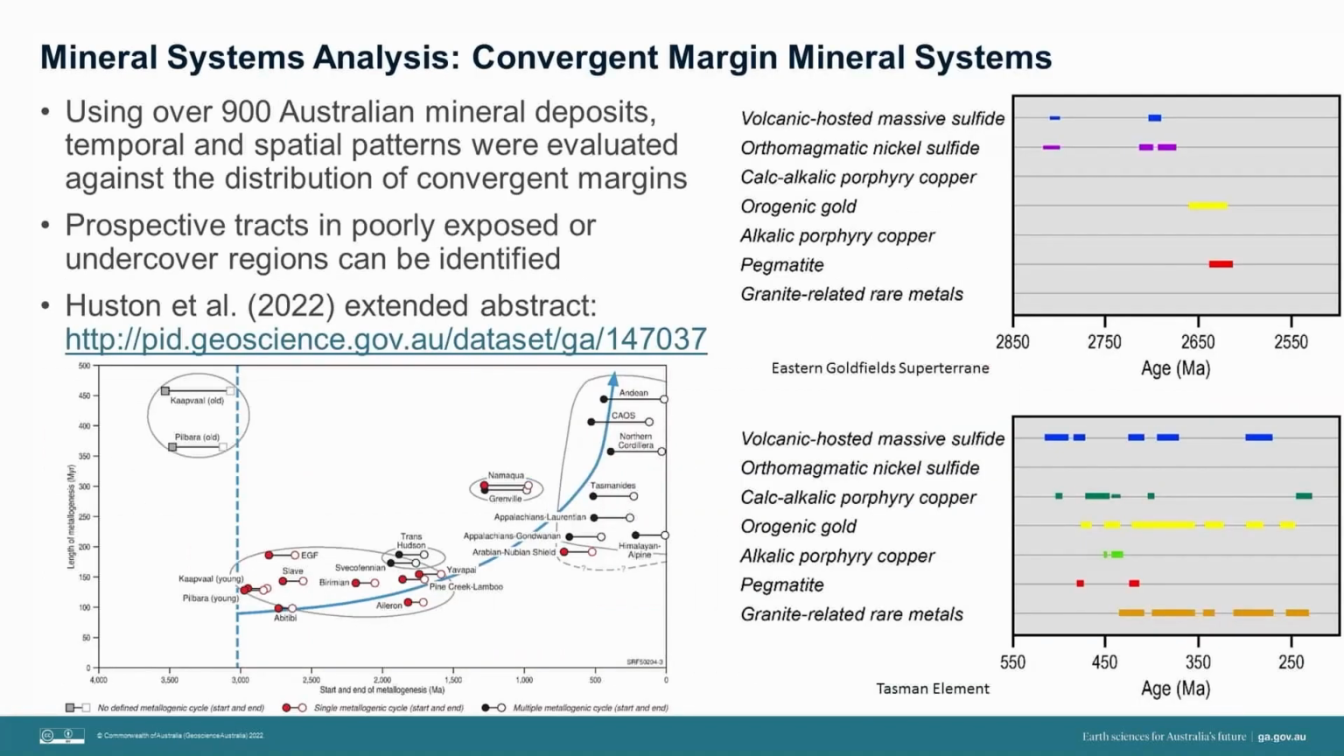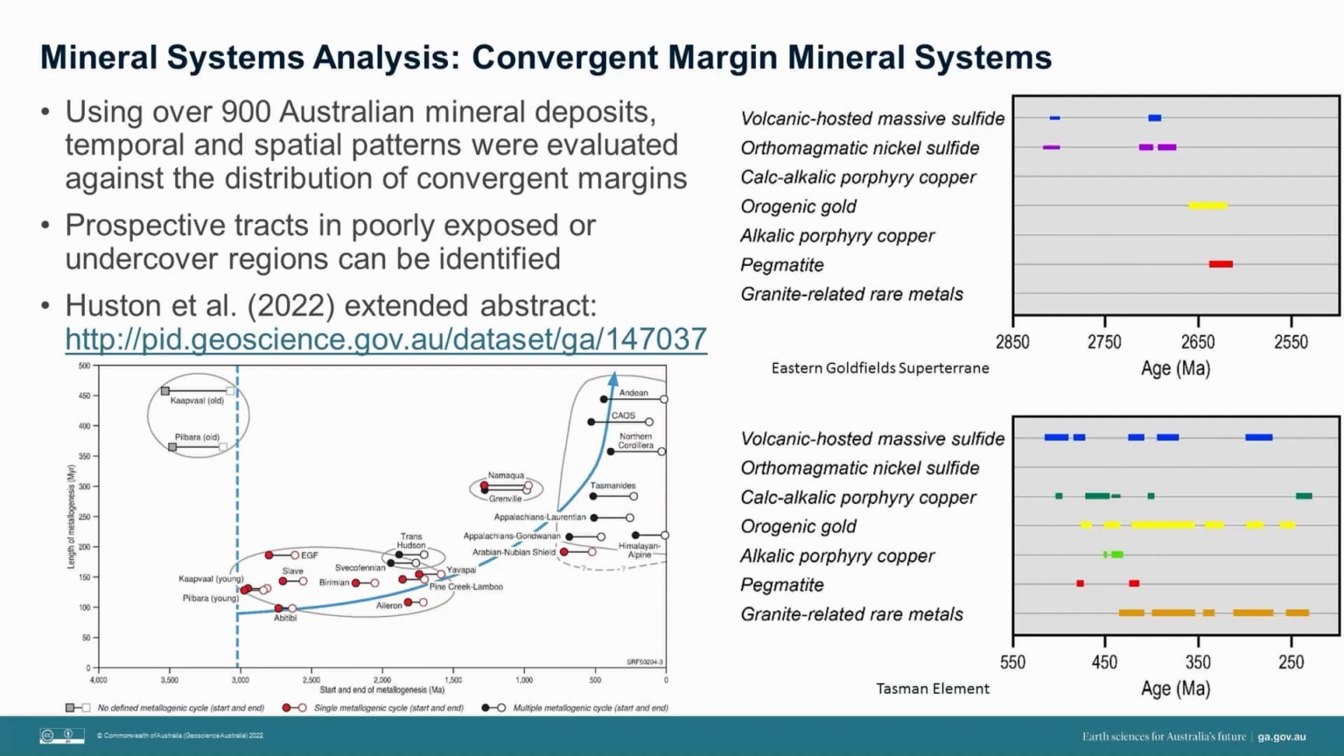So using a deposit database of over 900 Australian mineral deposits, spatial and temporal relationships can be used to identify possible missing deposit types, those deposit types that might be expected but are not known to be present. The spatial distribution of deposits within the convergent margin metallogenic cycles can assist in identification of tracks within the provinces that are prospective for particular deposit types.